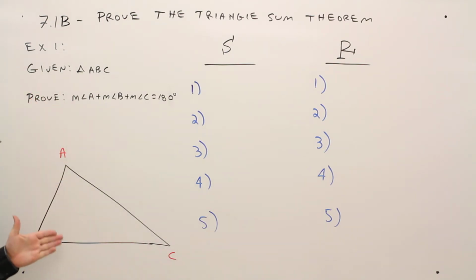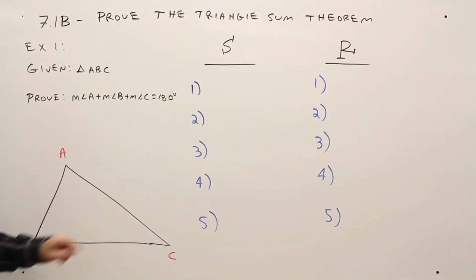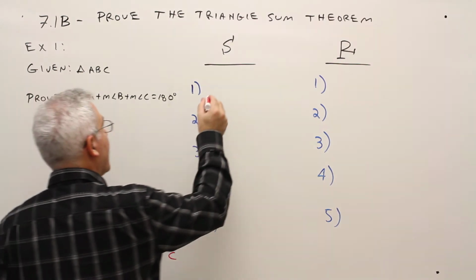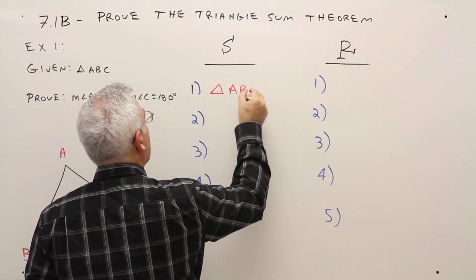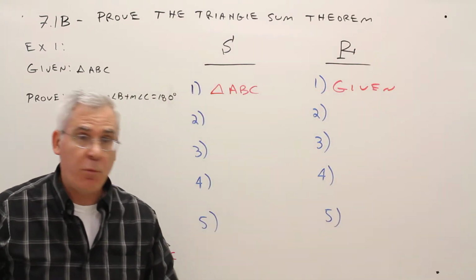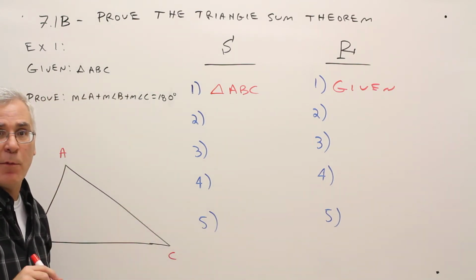Given triangle ABC, prove that the measure of angle A plus the measure of angle B plus the measure of angle C equals 180 degrees. Okay, step one, triangle ABC. Given. Okay, so this will work for any triangle. Step one, or the first real step, the most important.